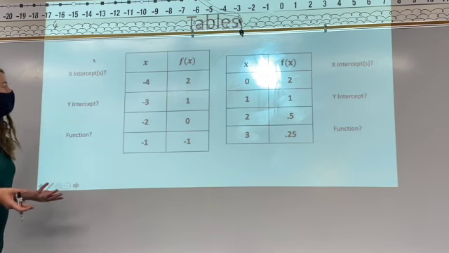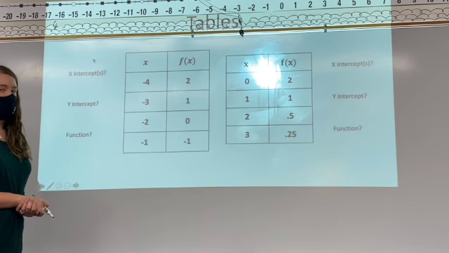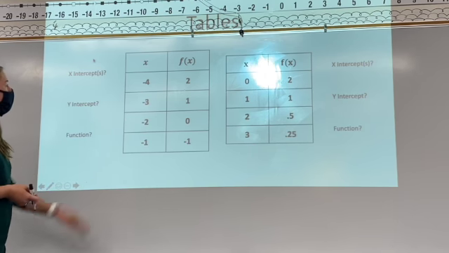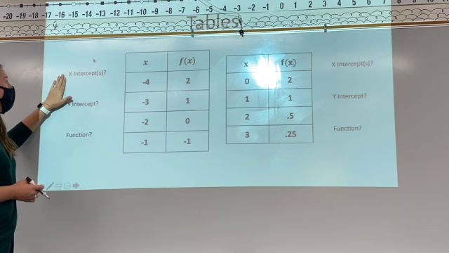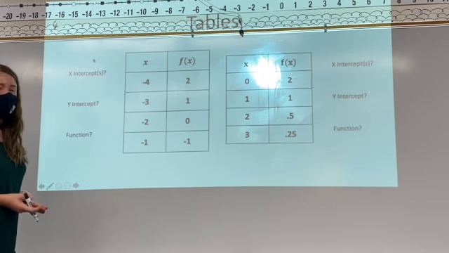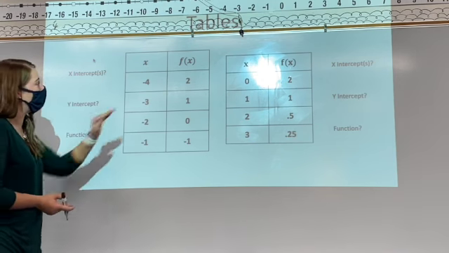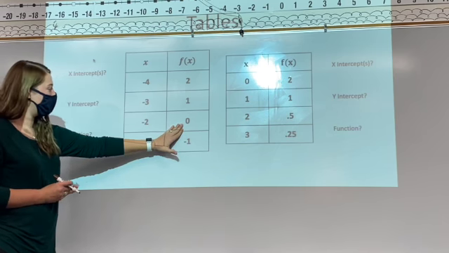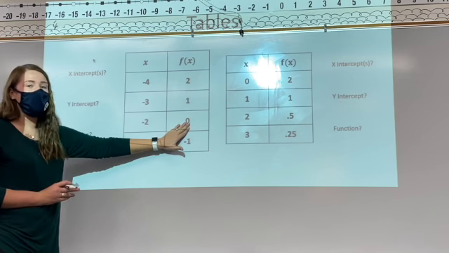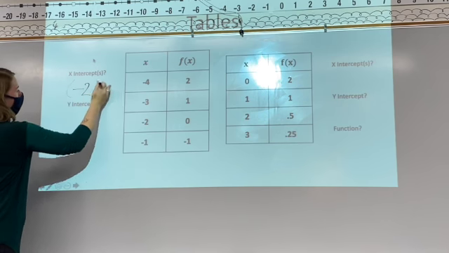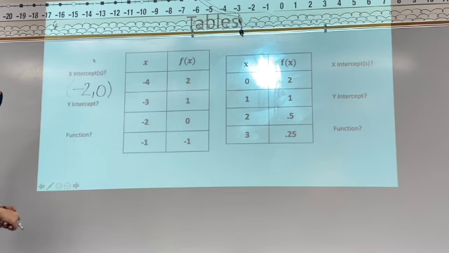For our next two tables, we're still going to be finding x and y intercepts, but we're going to add a different component to it this time. So if we take a look at our first table, we're going to try to find our x-intercepts. So remember, our x-intercept is when my y value is at 0. So if I take a look in my y value column, I'm going to notice that I have a y value of 0 right here. So my point is (-2, 0). Remember, I always write these as coordinate points.